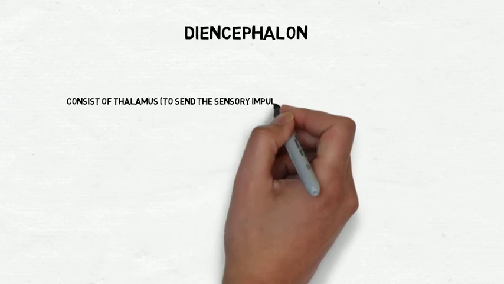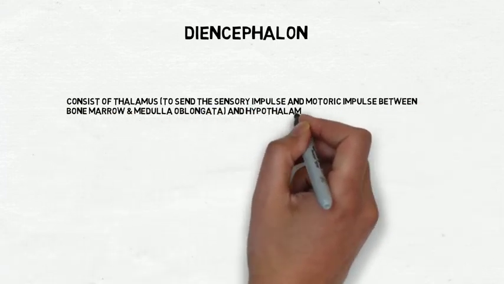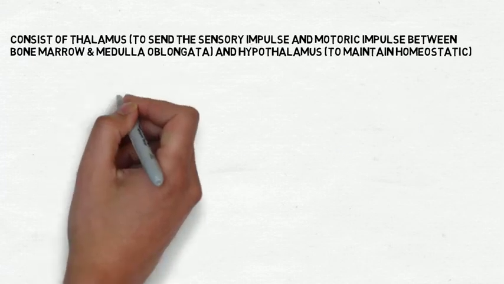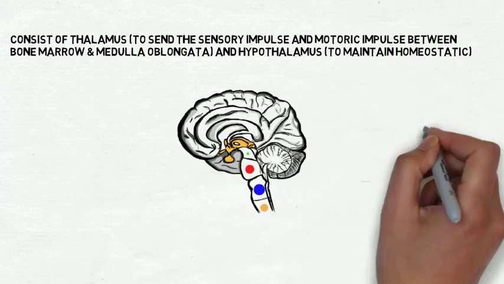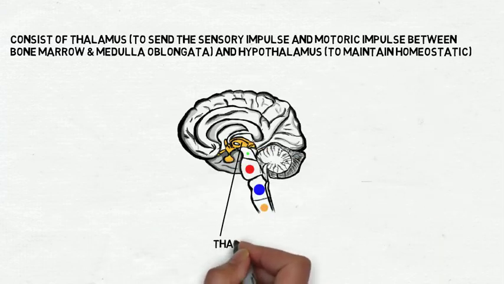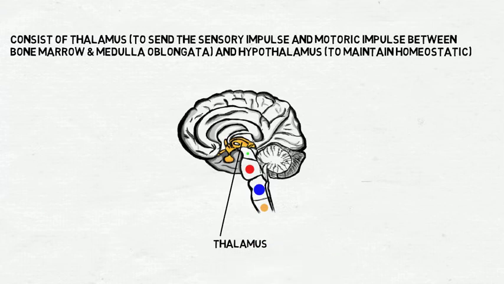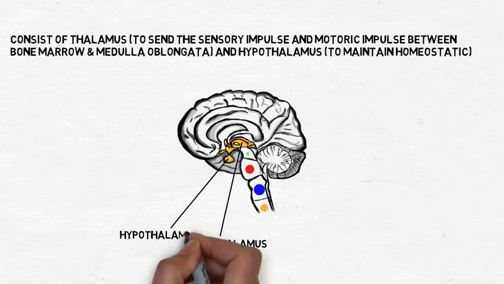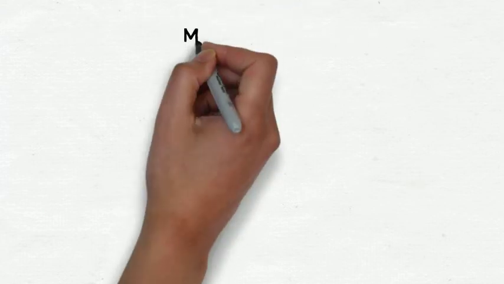Now about the diencephalon. This consists of the thalamus, which sends sensory impulses between the spinal cord and the medulla oblongata, and also consists of the hypothalamus that maintains the homeostasis of our body. And the mechanism of hormones is controlled by the hypothalamus too.